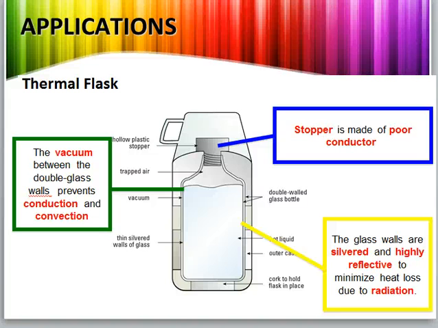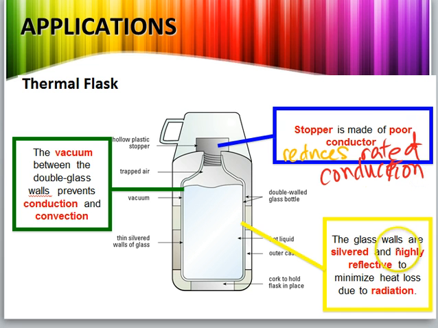And the last one, we talk about a summary of all the various methods of heat transfer. So a thermal flask is actually using all of these here. The stopper is made of a poor conductor, so it can help to keep our hot content inside warm, because a poor conductor reduces the rate of conduction.